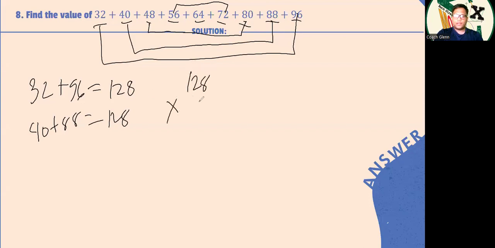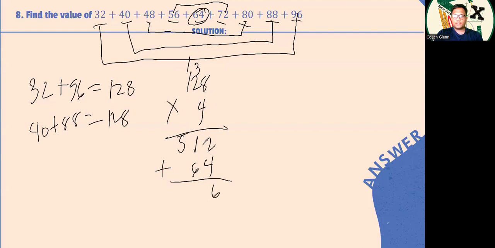So we need 128 times 4. So 4 times 8, that's equal to 32. 4 times 2 is 8. 8 plus 3 is 11. 4 times 1 is 4. 4 plus 1 is 5. So we have 512. But we still have 64 that is left. So we need to add that back also. So 512 plus 64. So 2 plus 4 is 6. 1 plus 6 is 7. Bring down 5. So that's 576. So our final answer should be 576.